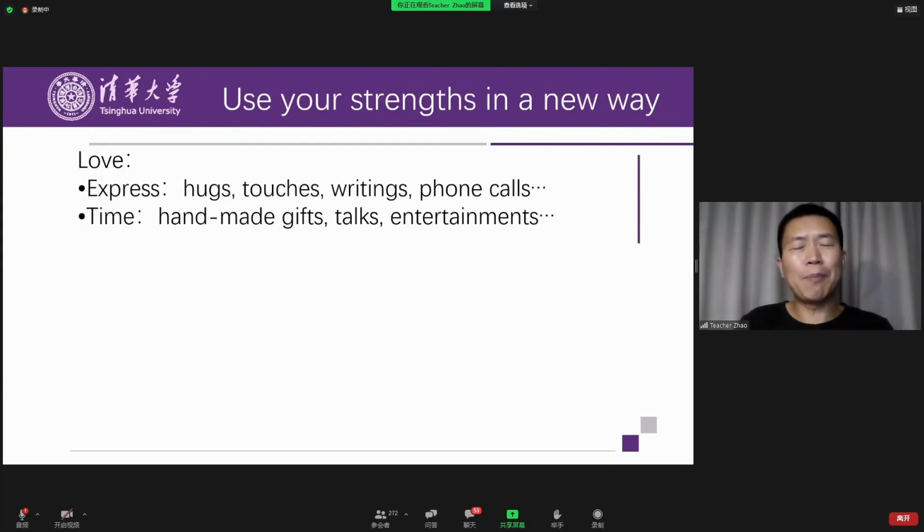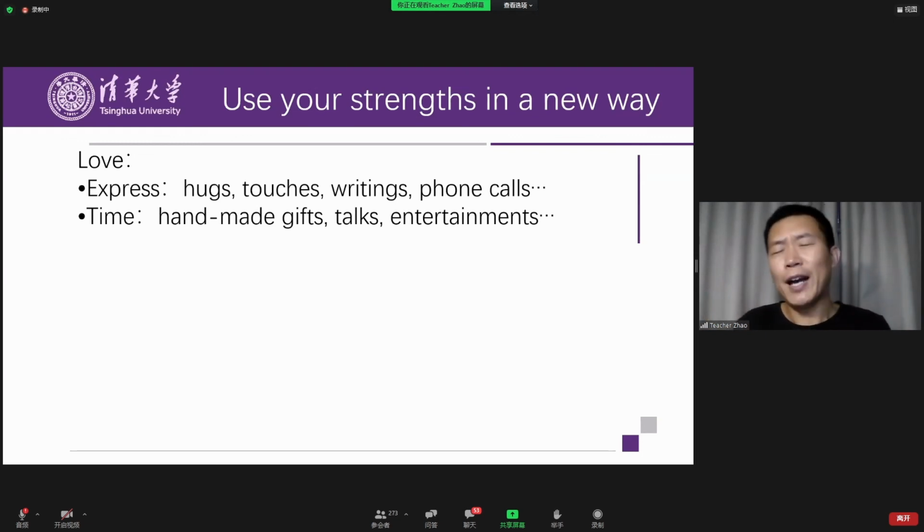And for example, if your strength is love, in addition to the old ways of loving, you can also try to express more: give people more hugs, touches, write your love, make phone calls to them, so that people know you love them, not just do love, but also express it, and spend time. Because today, most people are not in huge need of money. We actually need other people's time. So you make handmade gifts to other people, talk to other people, or play with them.